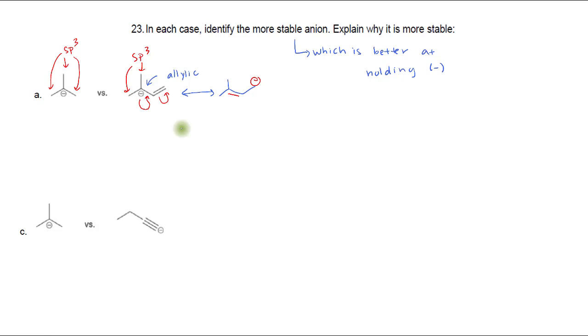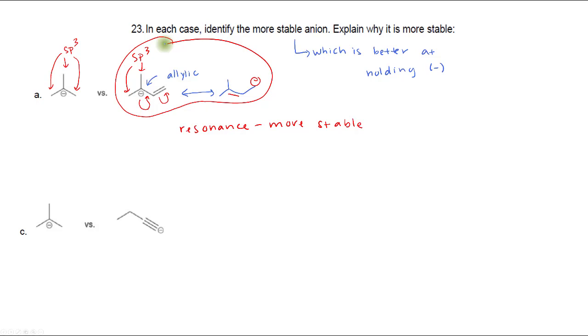Because we have resonance structures, this second one is more stable. So that guy is more stable with its resonance. In the case of the second one, we're going to look at a carbon negative versus a carbon negative. This is an sp2 carbon. This one is sp. So there's more electron density with the pi bonds. And so the extra orbital indicates that this one is more stable.